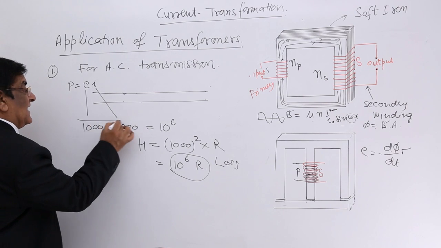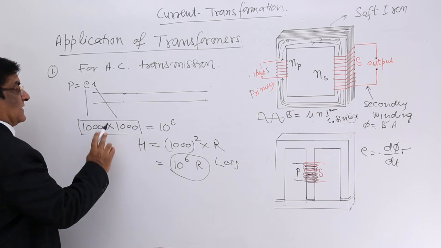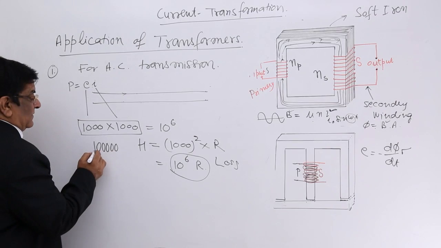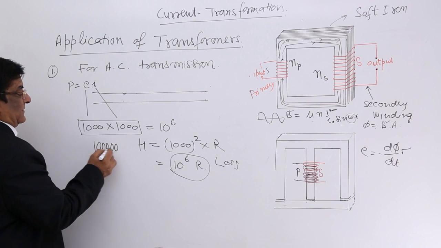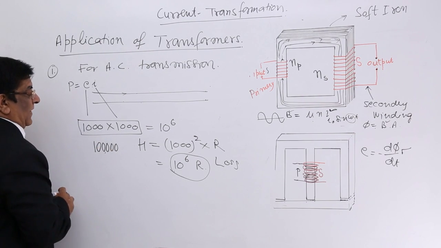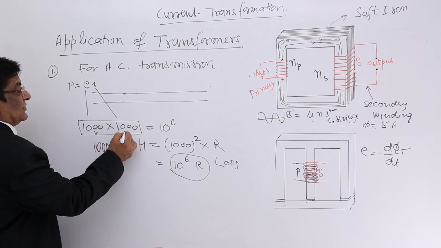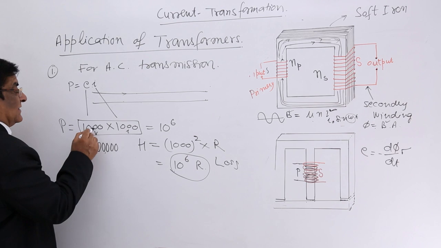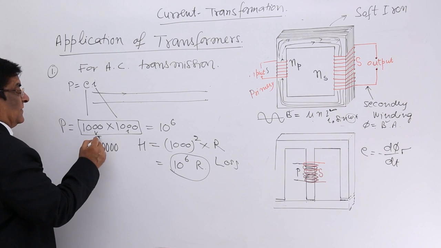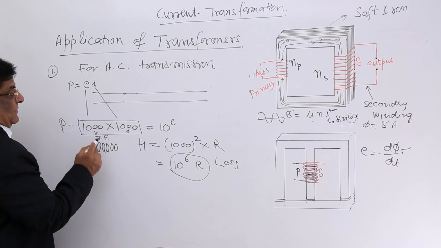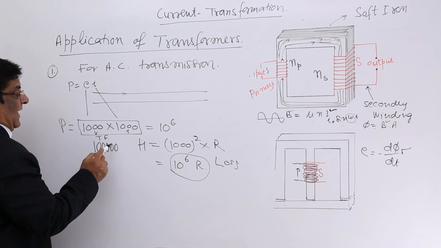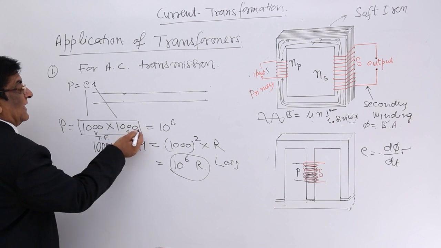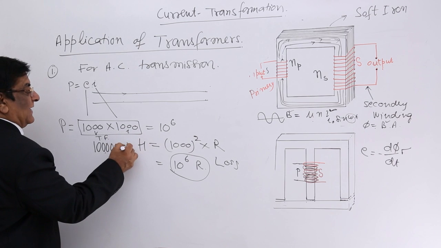Now suppose for the same power I use a transformer. This I increase up to 1 lakh volt, 10 to the power 5 volt, this voltage, and this is current. If the same power I increase the voltage with the help of a transformer from 1000 to 1 lakh, 100 times, what will happen to current? Current will decrease by 100 times.